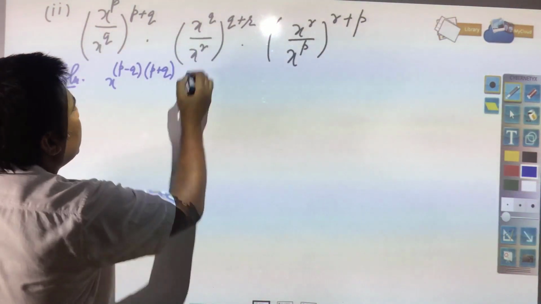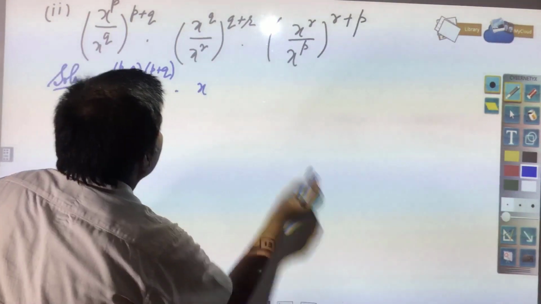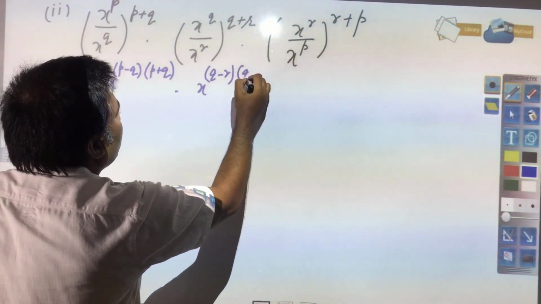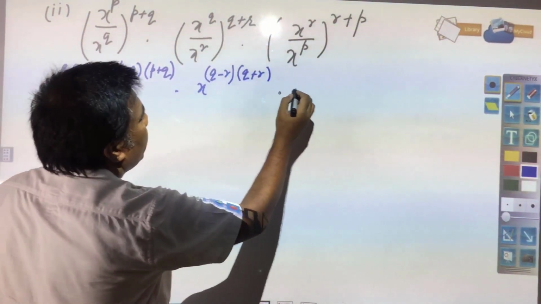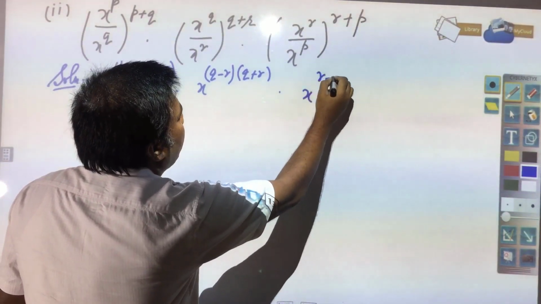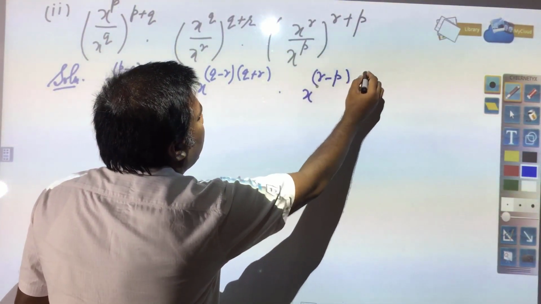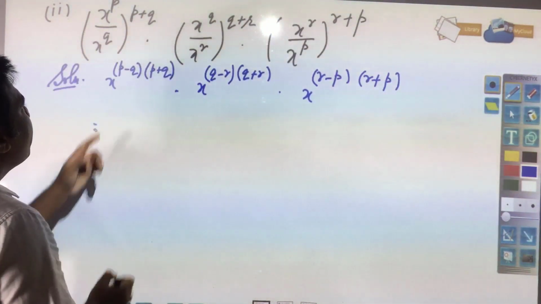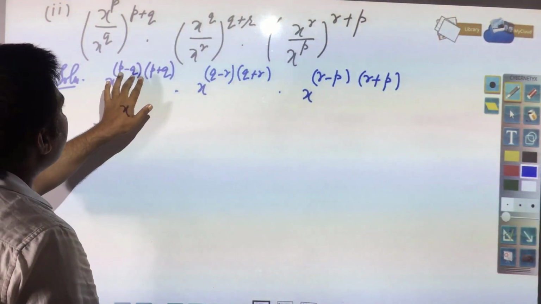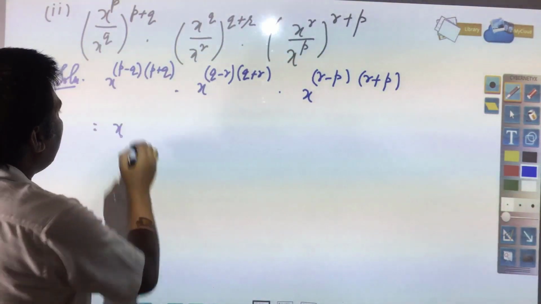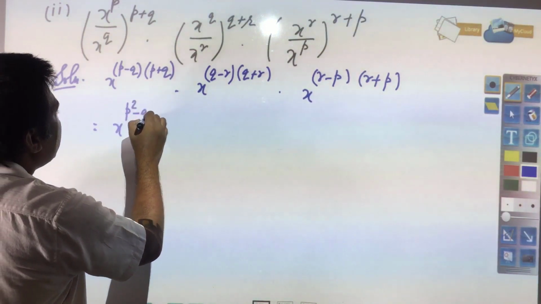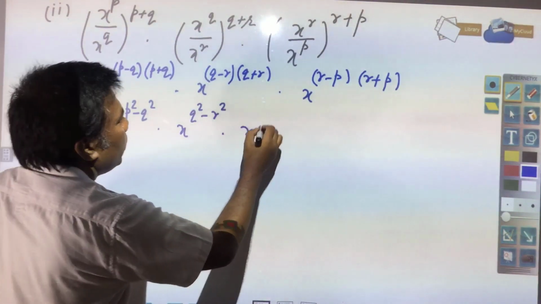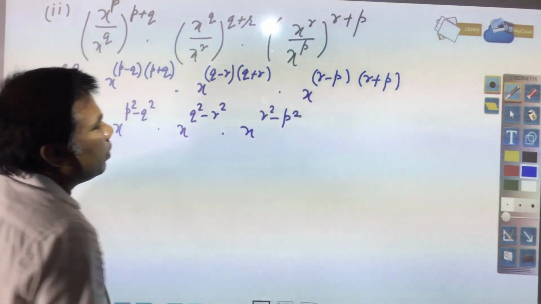In the same way, this will be written x to the power q minus r into q plus r. This will be written x to the power r minus p and r plus p. Now, what we will do? X to the power a plus b into a minus b is equal to a square minus b square. So, it can be written as x to the power p square minus q square into x to the power q square minus r square into x to the power r square minus p square.